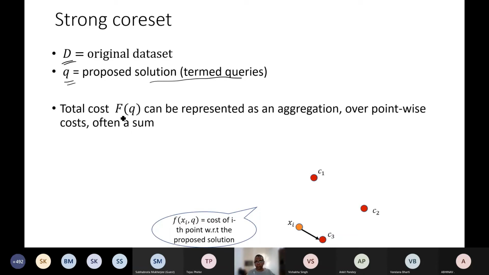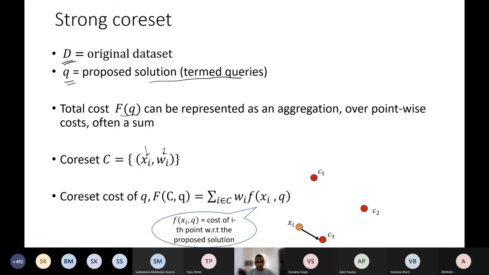So the total cost for this proposed solution we are presenting as an aggregation over the point-wise costs. A coreset is a set of points and their corresponding weights. I don't know how it came, but we'll come to it. The coreset cost of the proposed solution Q is this particular quantity. Capital F, the same loss function, but the data set changed from D to C, but the query remains the same. And this is calculated as basically you calculate the point-wise cost of xi for this query Q, multiplied by wi, and then sum it over all i.